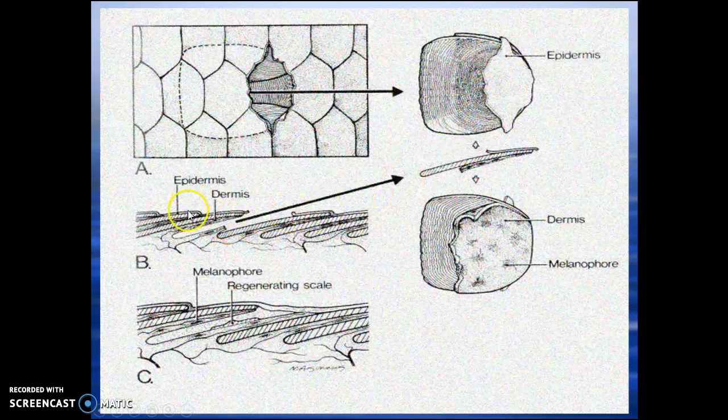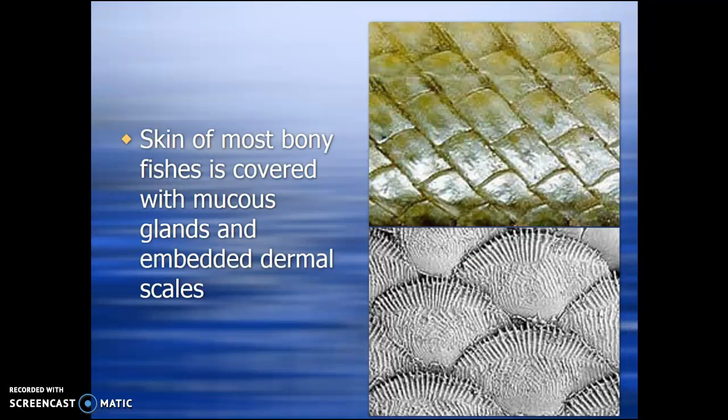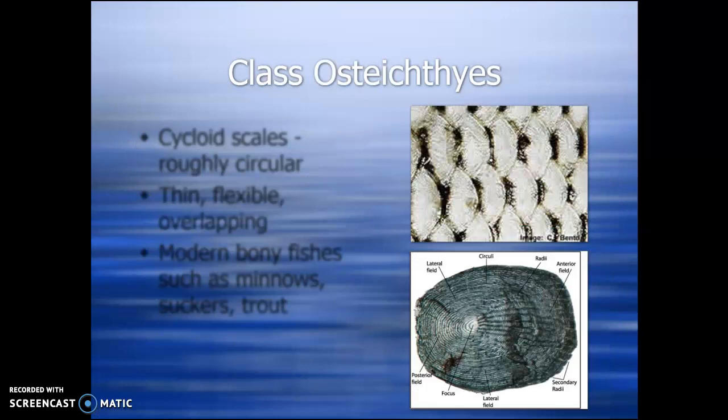Next you can see the epidermis and dermis layers, which are closely arranged with each other. It has a melanophore, which gives the pigment to the scales. Again, the skin of most bony fishes is covered with mucous glands embedded in dermal scales. Here you can see the picture. At the top you can see the arrangement of scales, whereas at the bottom you can see how they are arranged with each other, and a sharp tooth-like structure is present there.